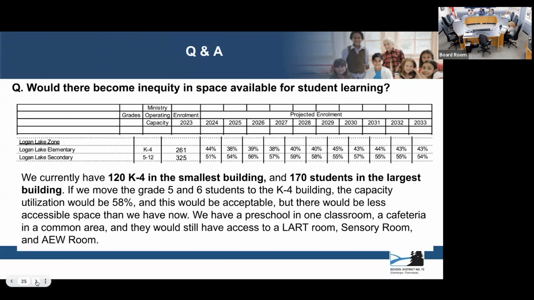Would there be equity in space available for student learning? We currently have approximately 120 students in the smallest building, the elementary building, and 170 students in the largest building. If we were to move the grade 5 and 6 students, like I mentioned before, to the K-4 building, the capacity utilization would be approximately 58%. The capacity up there is 261. And that would be acceptable, but there would be less accessible space than we have now.